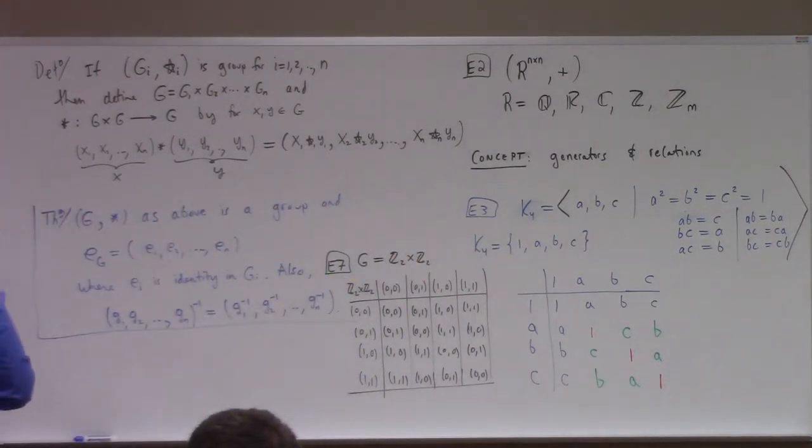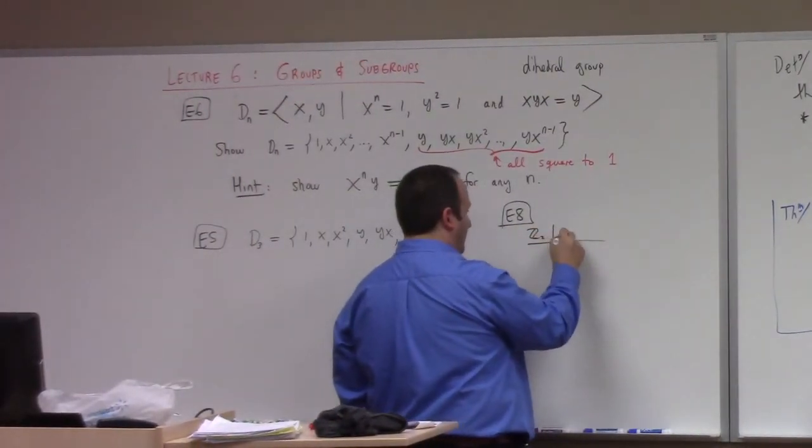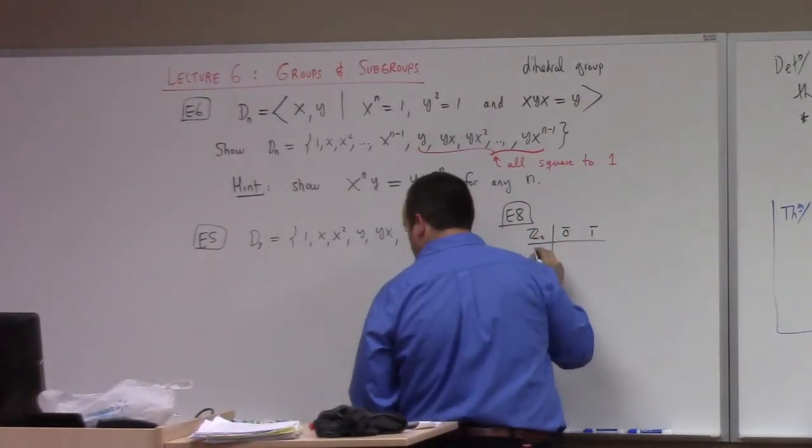Okay. Example 8. This one's even more heavy-handed. Let's look at the Cayley table for Z2, and I'll put bars in for my reasons.